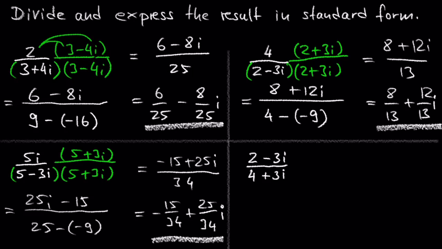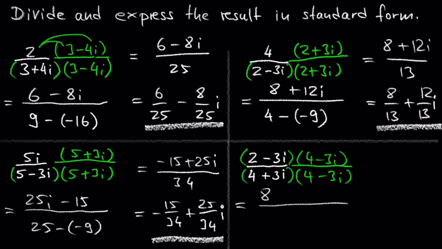The complex conjugate of 4 plus 3i is 4 minus 3i. 2 times 4 is 8, and 2 times negative 3i is negative 6i. Negative 3i times 4 is negative 12i, and negative 3i times negative 3i is negative 9. 4 squared is 16, and 3i squared is negative 9.